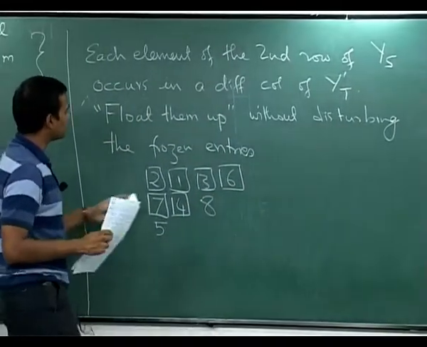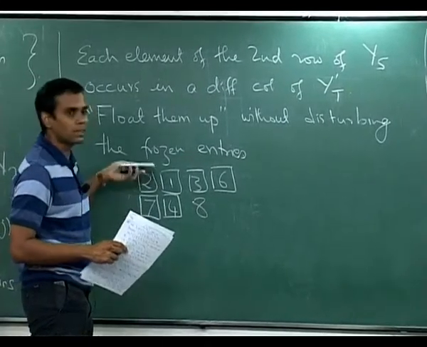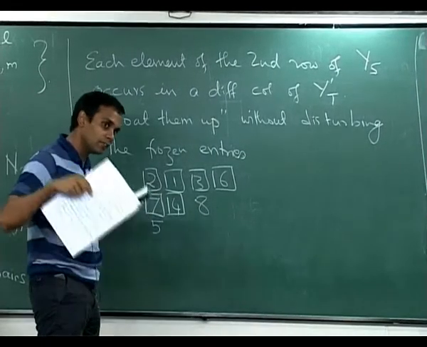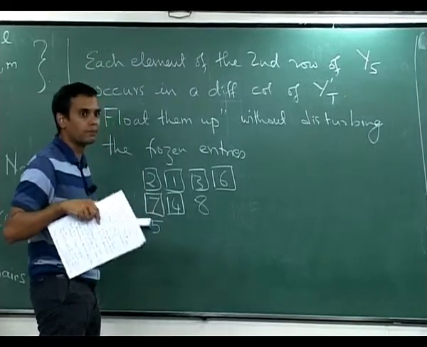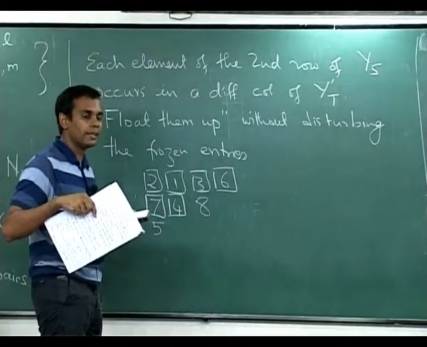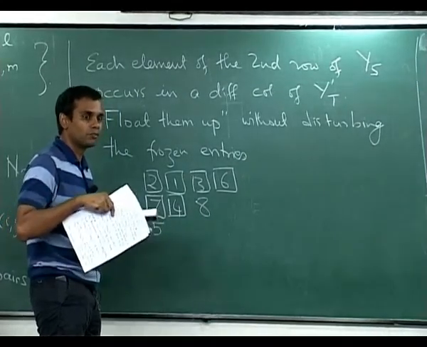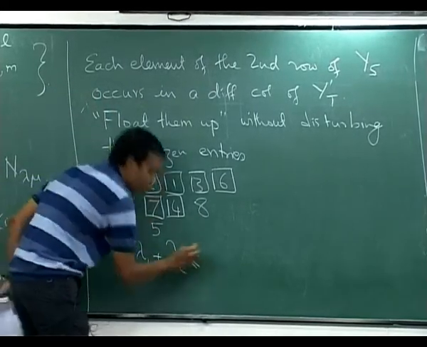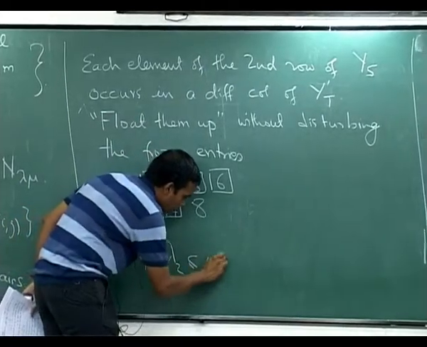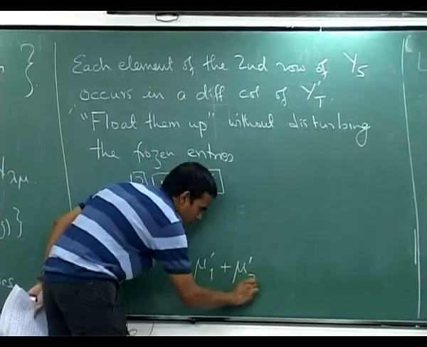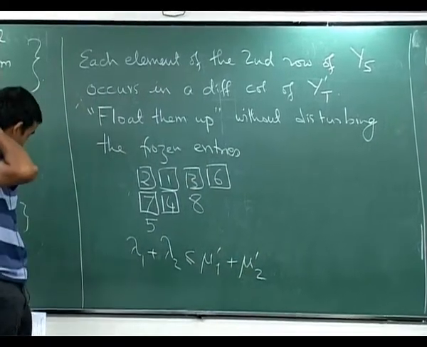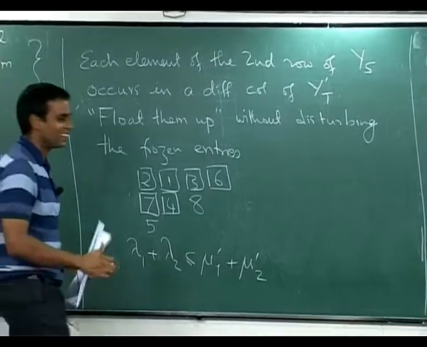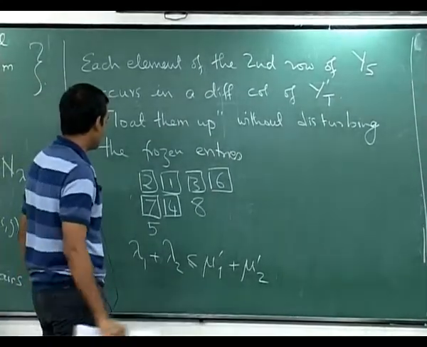Okay, but these guys, they either end up in the first row or below something from S1. So, they end up either in the first row or second row. Therefore, there is enough space in the first two rows of y prime t to accommodate the first two parts of S, which means that lambda 1 plus lambda 2 is less than or equal to mu prime 1 plus mu prime 2. Now, you can probably guess what to do after this, and this example is kind of running out. You are pretty much done here.